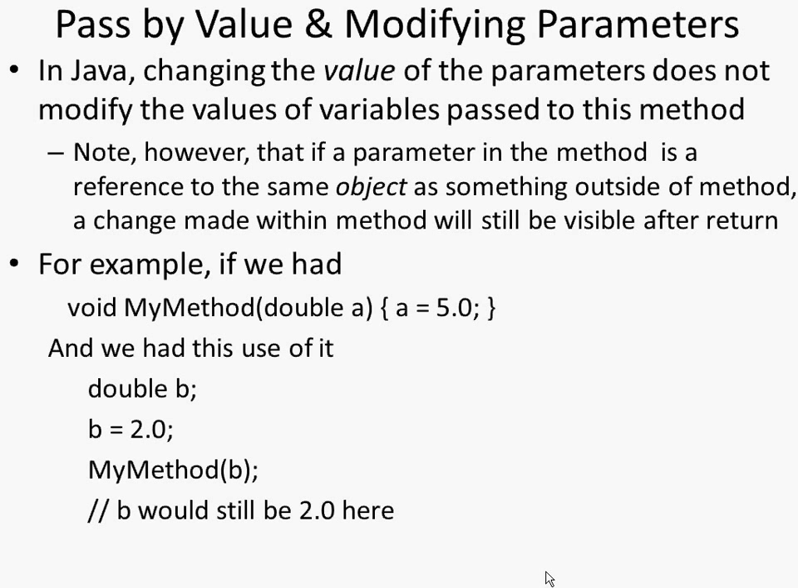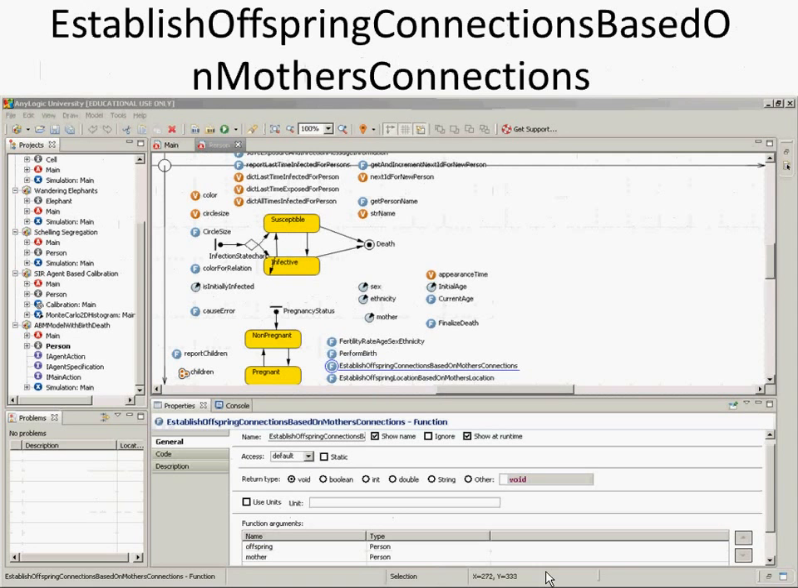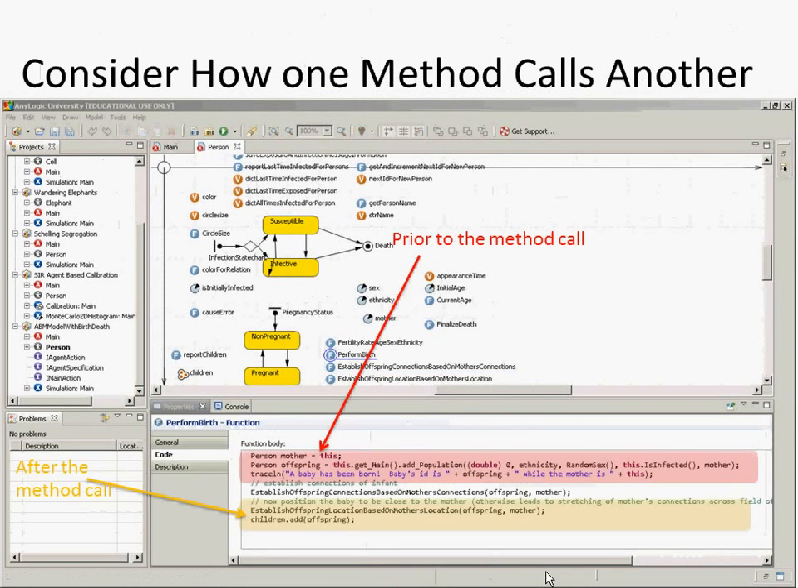So here's perform birth. We're going to come back to this example. Let's consider establish offspring connection based on mother's connection. You'll recall that perform birth called this, right? So prior to the method call, we have mother equals this, offspring equals this thing. This is in perform birth. We've got the mother. This is just another variable to name this.